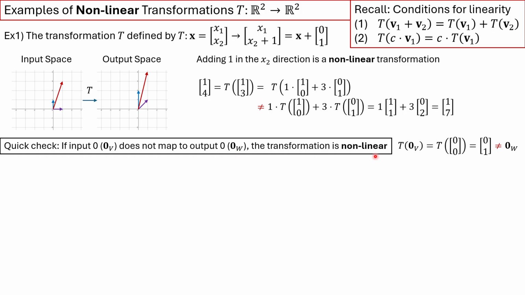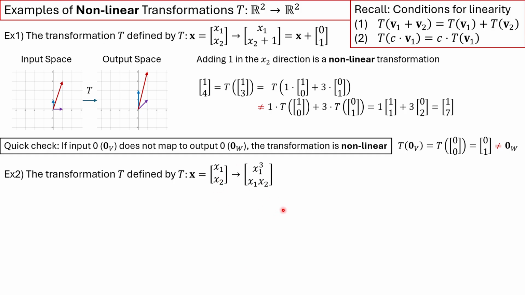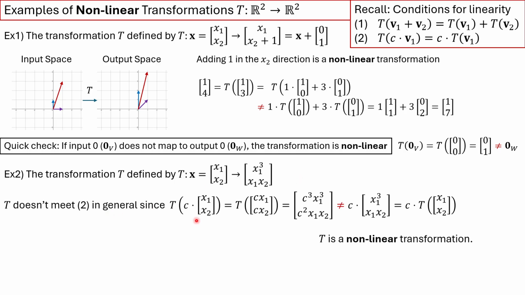We know it's nonlinear. Now, our second example involves exponents. Here we have an x cubed term and an x times y term. Now, this one fails the scaling check. If you double the input to a linear machine, you should get exactly double the output. But here, because of the cube, doubling the input multiplies the output in the first coordinate by 8. So the reaction is not proportional, so it's nonlinear.